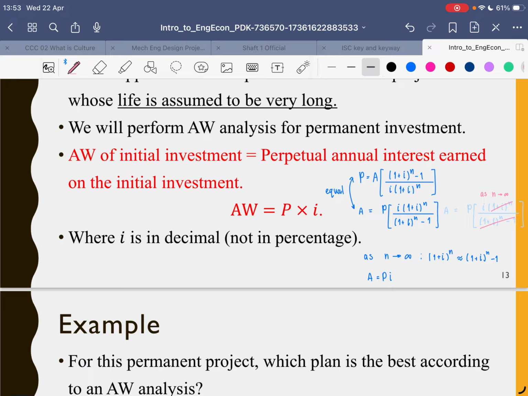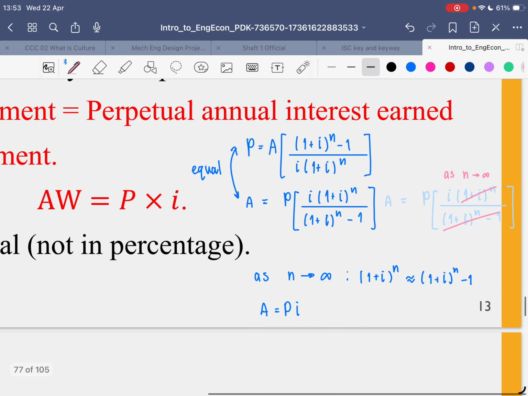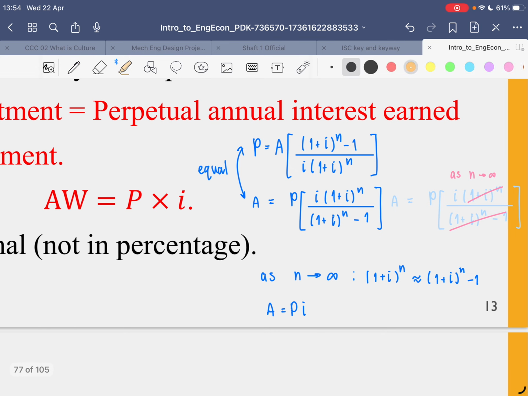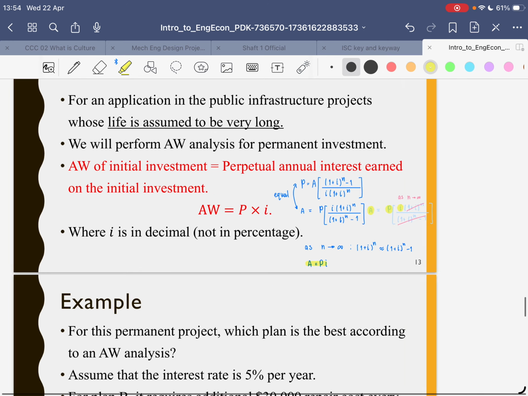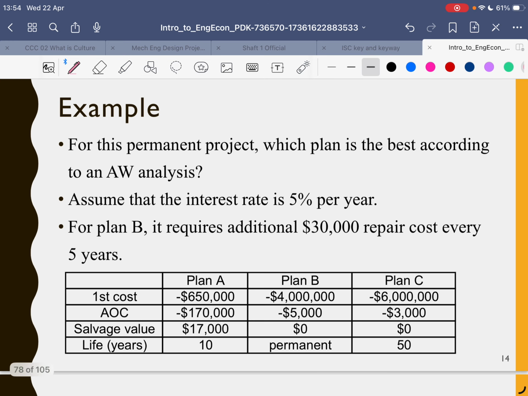First, it's easy to calculate. Either you don't need to use LCM at all, or it can be used to calculate something that lasts very long. That is the first benefit. The second benefit is it's easier to communicate. For example, I think this is the last example of the annual worth analysis. For this permanent project, which plan is best according to AW analysis? Assume that the interest rate is 5% per year.